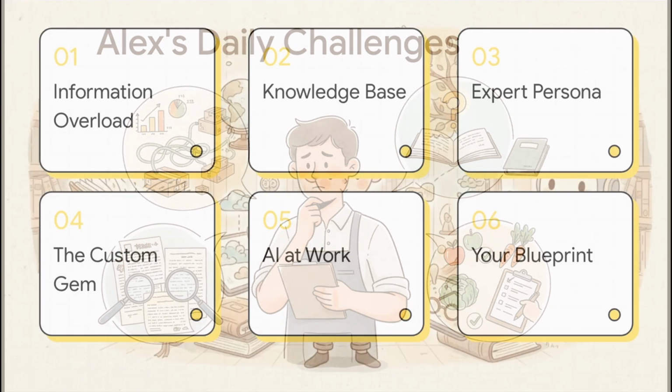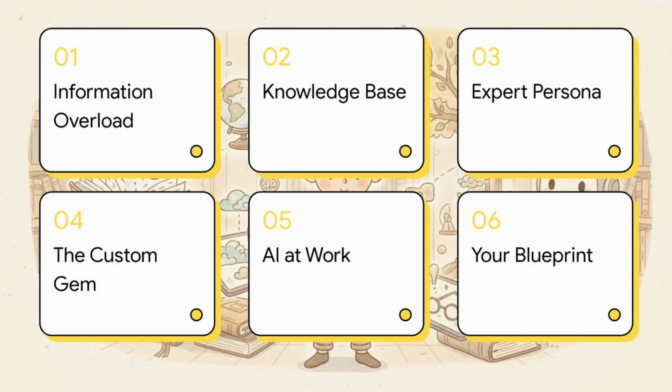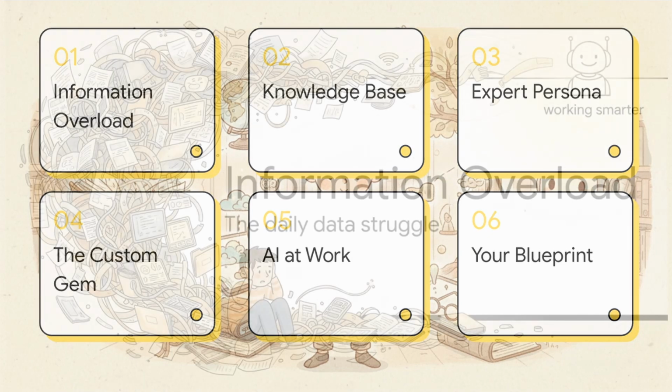It's just this storm of disconnected information, which makes making smart, strategic decisions feel almost impossible. But Alex found a way to turn all that chaos into clarity, and we're going to follow their journey step by step. We'll see how they went from literally drowning in data to building a custom AI assistant, and this is a blueprint you can use no matter what your job is.